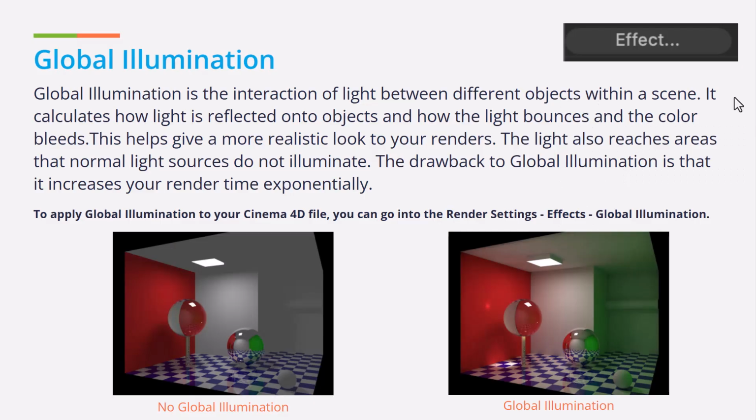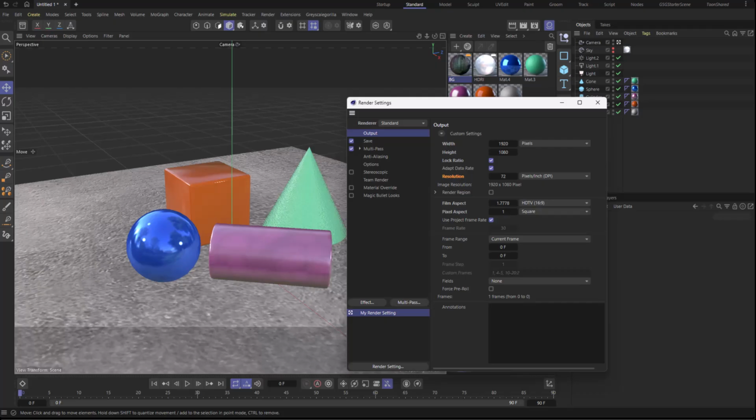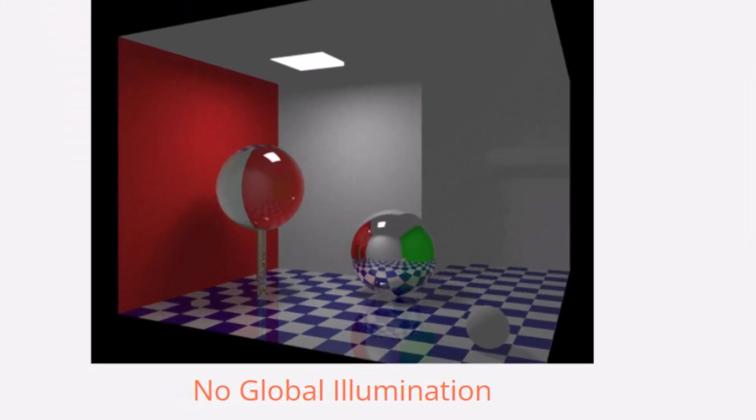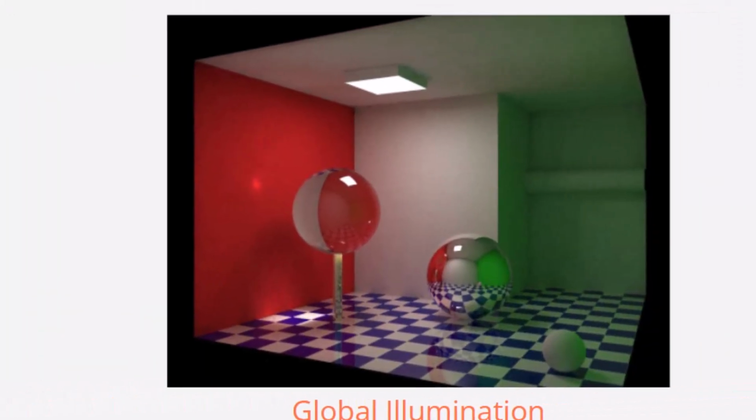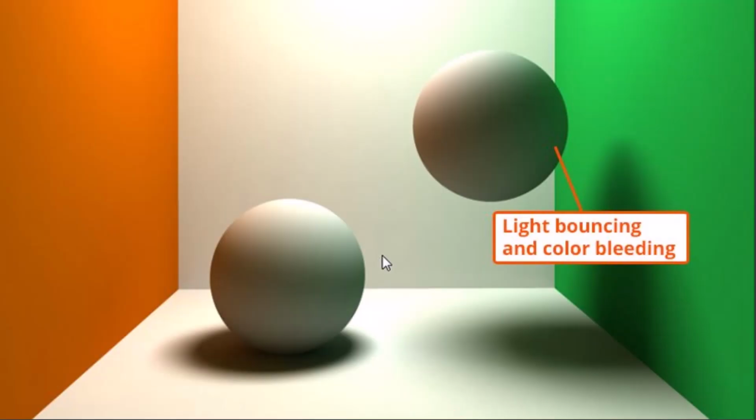Next, let's talk about some effects to finalize your render. These things are optional and they should be the absolute last things added to your file because they exponentially increase your render time. The first effect I actually mentioned earlier, it is called global illumination. Global illumination is the interaction of light between different objects within a scene. It calculates how light is reflected off of those objects and how it bounces and the color bleeds. This helps give a more realistic look to your renders.